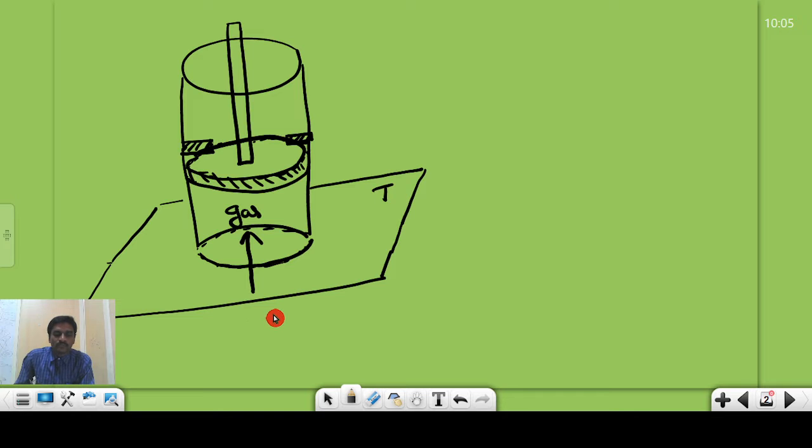inside the system. When heat energy is flowing into the system, then the temperature of the system must rise. How much temperature rise occurs in the cylinder? We are assuming dT. We are supplying dQ amount of heat energy to the system, then the temperature of the cylinder is increased by dT. The number of moles inside the cylinder is n.